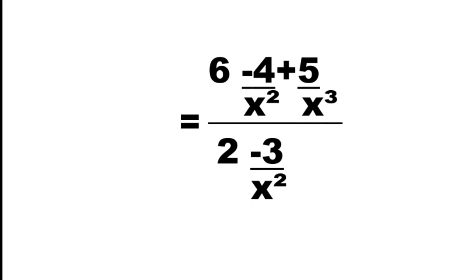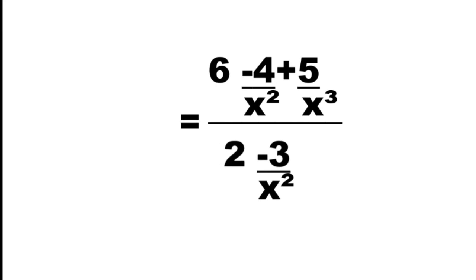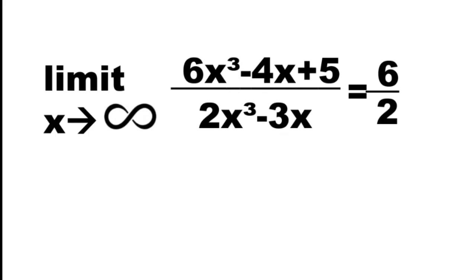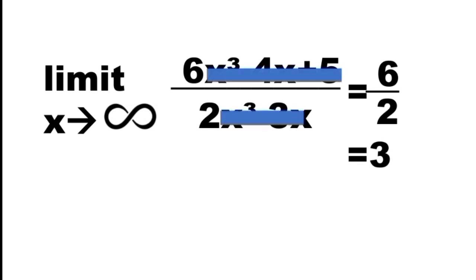All terms containing denominator x cubed and x squared are considered 0, so they should be eliminated. So the limit of 6x cubed minus 4x plus 5 over 2x cubed minus 3x as x approaches infinity is 6 over 2 or equal to 3. This is only applicable if the highest exponents are the same in both numerator and denominator, in this case x cubed. The shortest way to solve this is to eliminate x cubed and the other terms, leaving 6 over 2 only. So the result is 3.